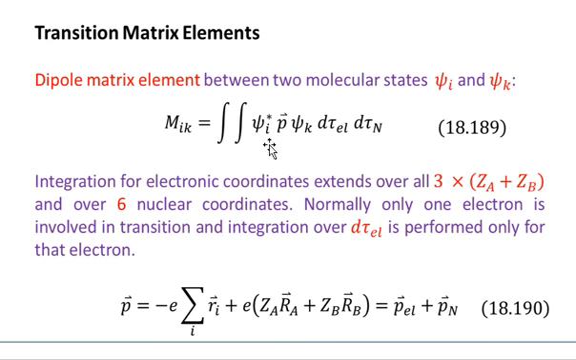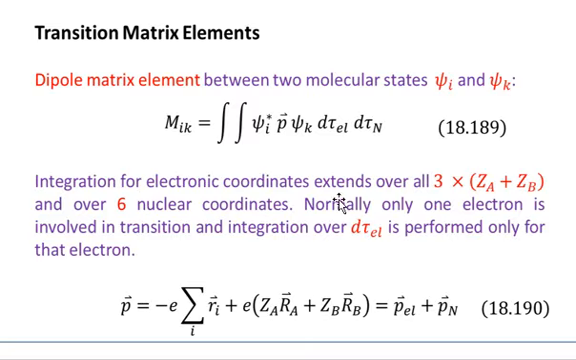And you know that this is a double integral because the wave function psi consists of two parts: the pure electronic wave functions, and also the nuclear functions. So here psi i is the wave function corresponding to the ith electronic state, and psi k is the wave function corresponding to the kth electronic state.